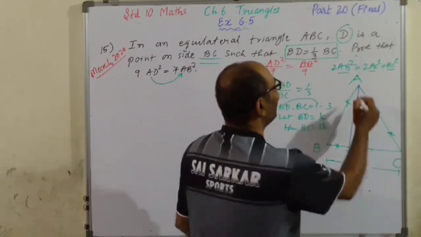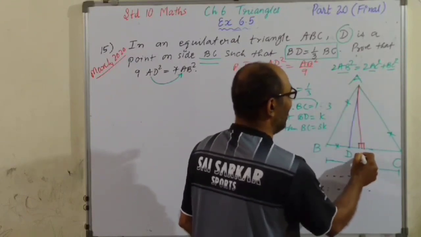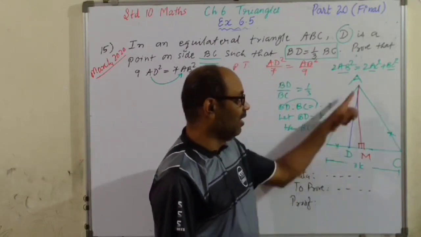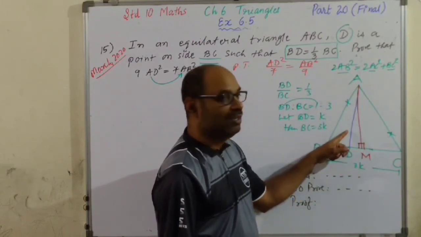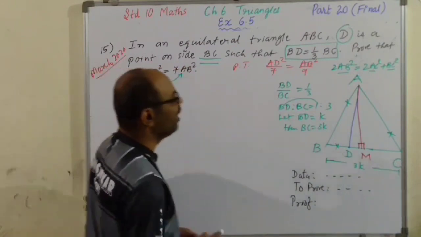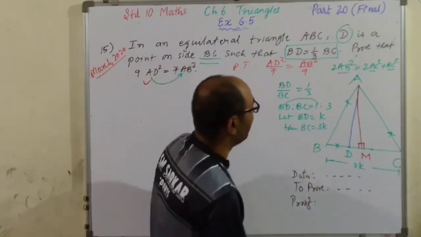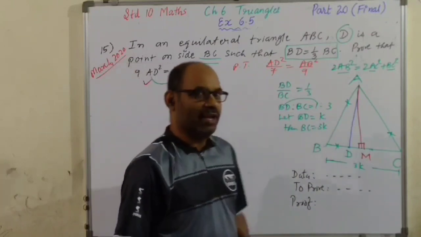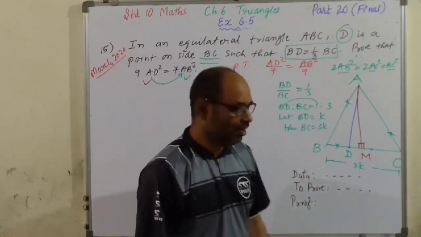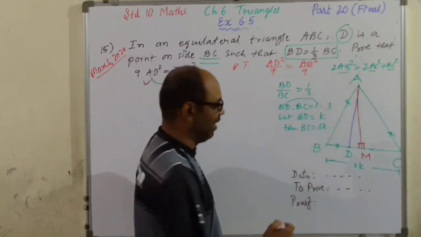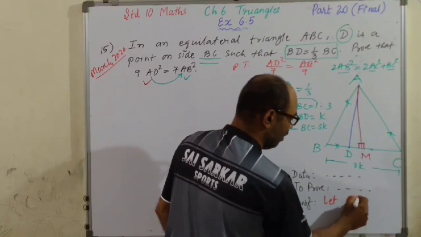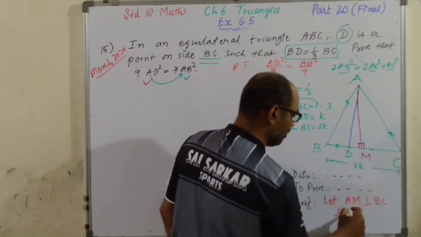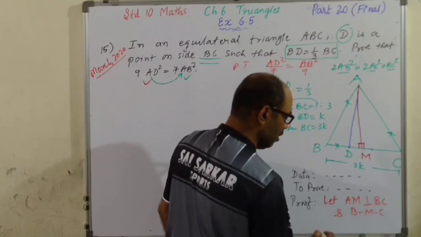So, if you want to use Pythagoras, there should be right triangle. And for that, we can take altitude. Let AM be altitude. So now you got right triangle AMD, in which AD is involved. Then you have right triangle AMB, in which AB is involved. So ये दो right triangle आपको use करना ही है. All right. So I'll start with AM perpendicular to BC. AM be perpendicular to BC. Okay?